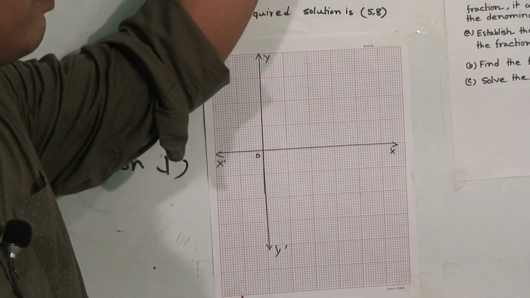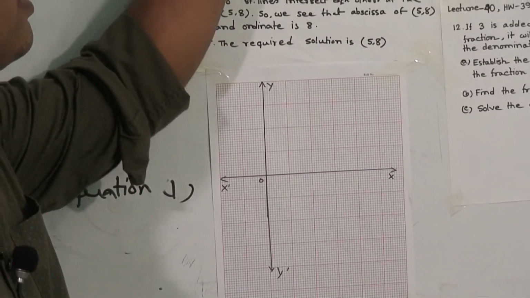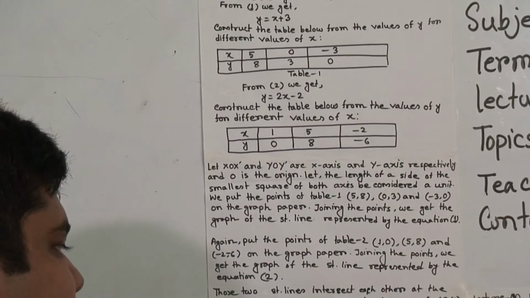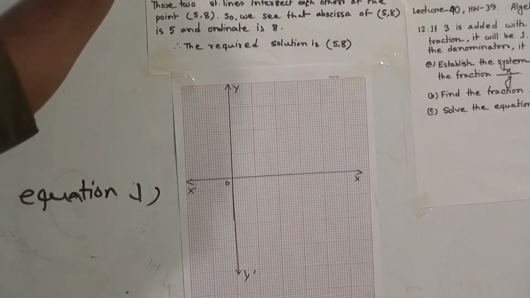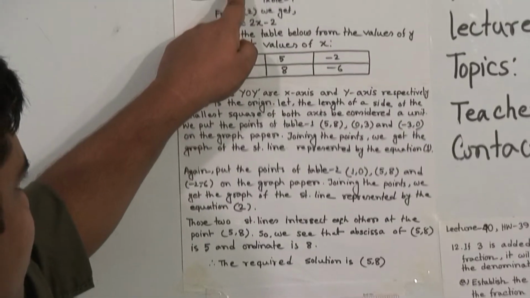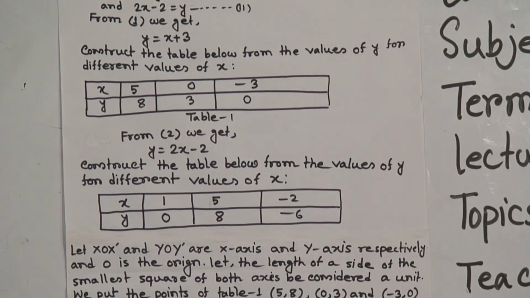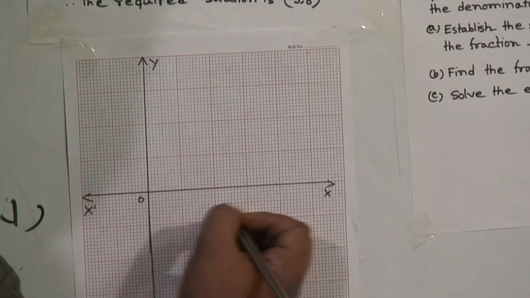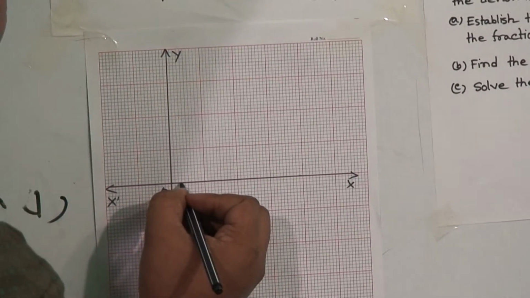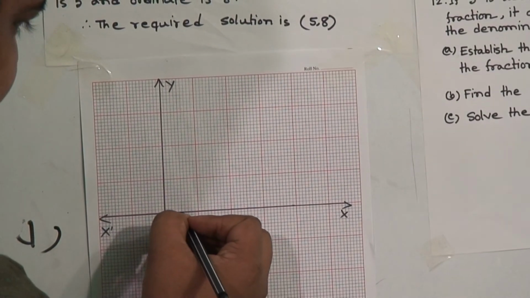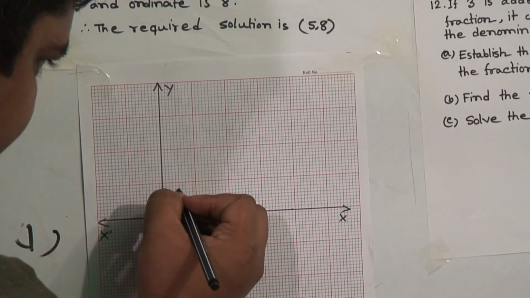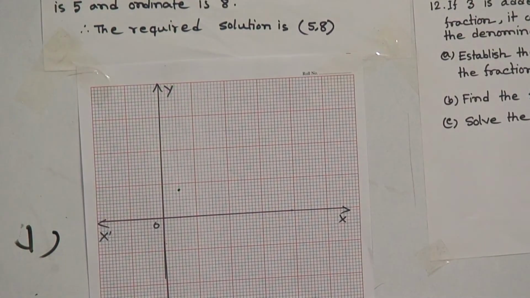That means we first plot the points 5, 8; 0, 3; and minus 3, 0 in the graph. Here you notice, at first we put the point 5, 8 in the graph, 5 and 8. Notice 5 is plus, that means it will be on this side, 1, 2, 3, 4, 5. 5 and 8 means this point. I hope you have understood.